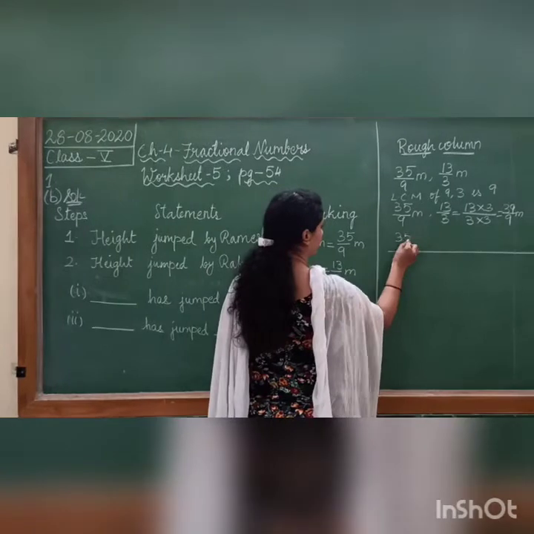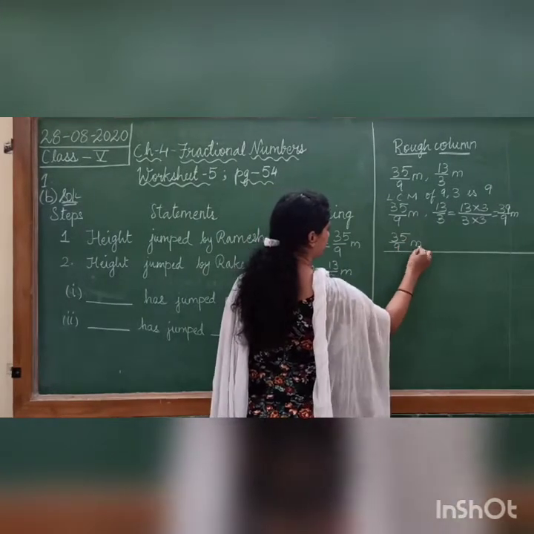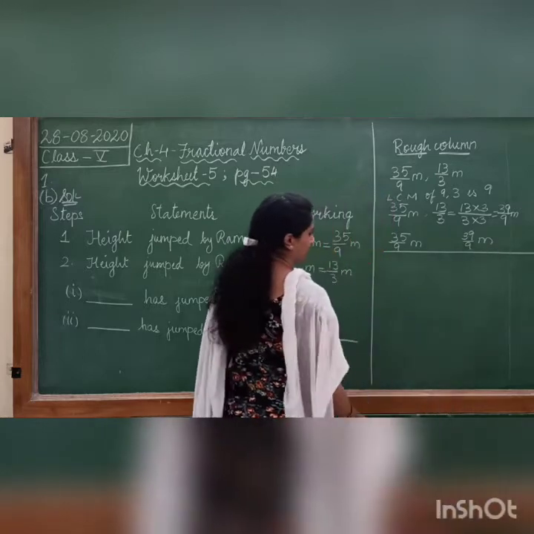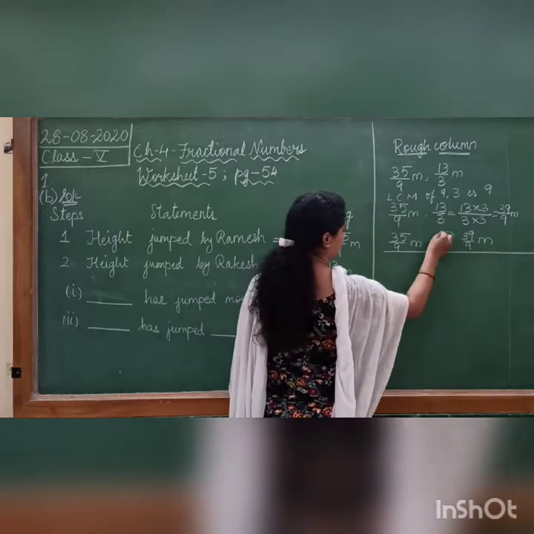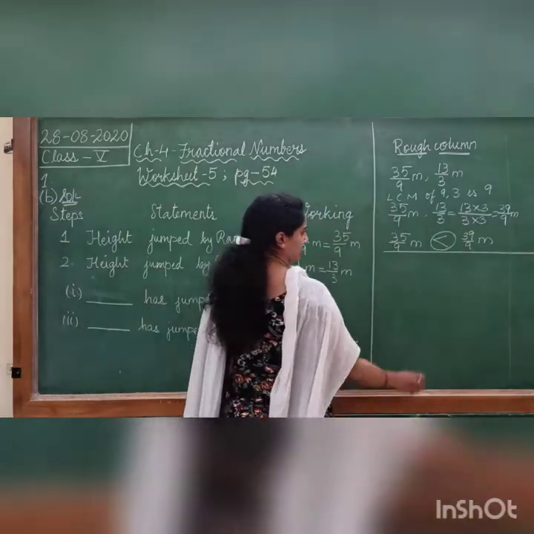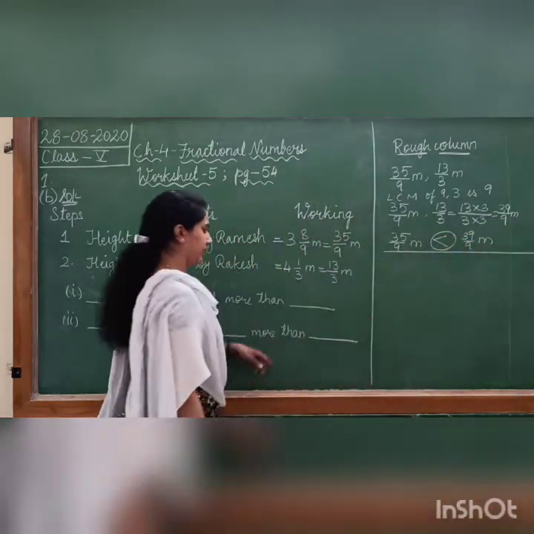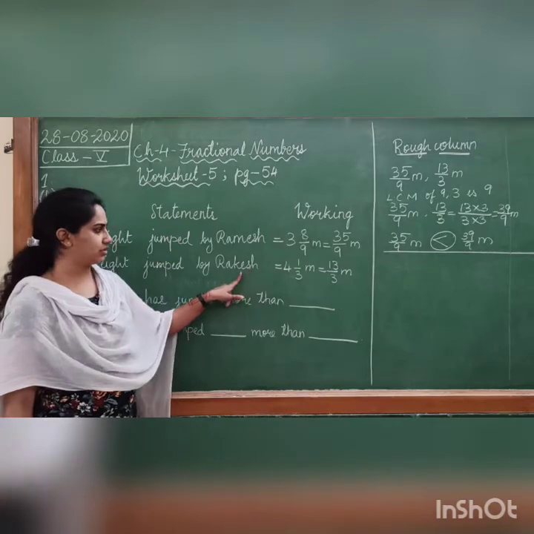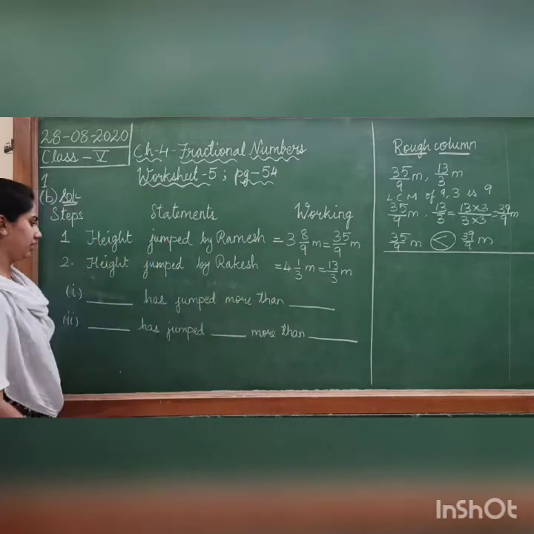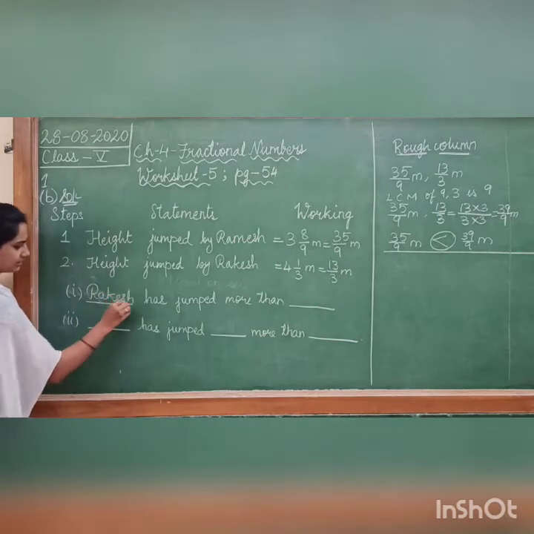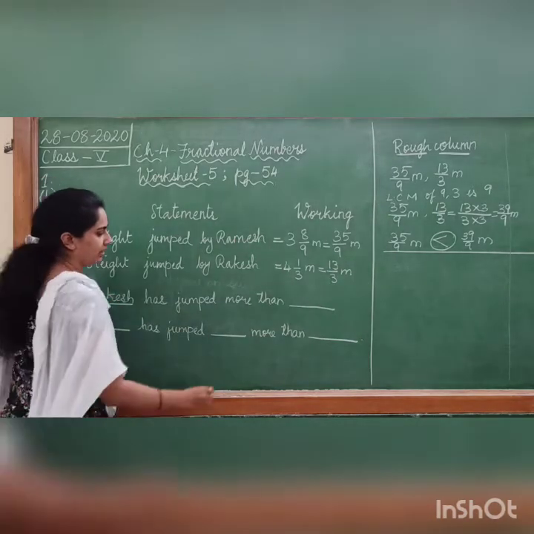Now 35 by 9 meters and 39 by 9 meters. Which one is more? We compare the numerators and write the symbol. That means 39 by 9 meters was jumped by Rakesh. So Rakesh jumped more than Ramesh. So the first answer is Rakesh has jumped more than Ramesh.